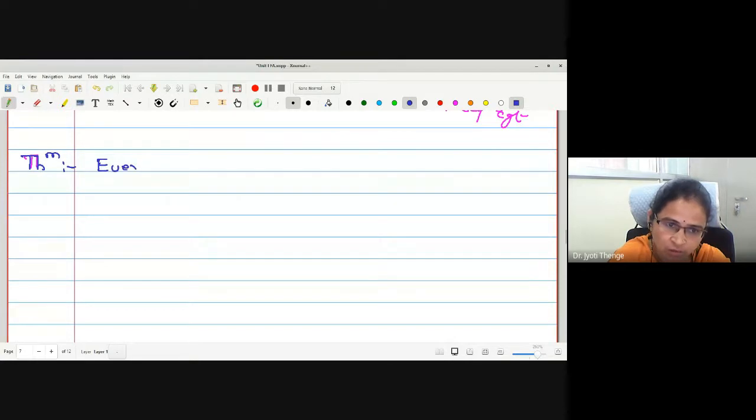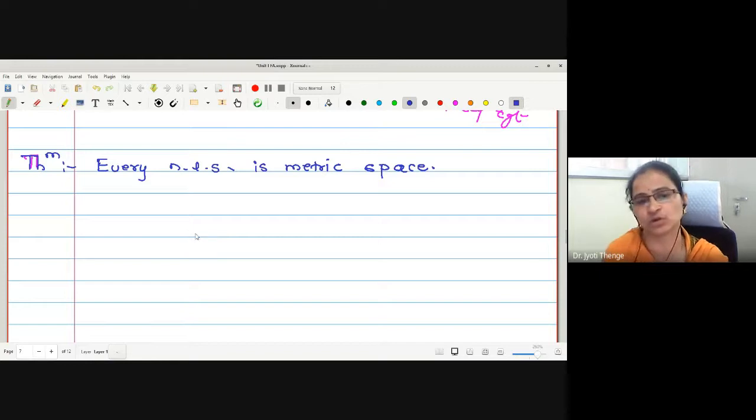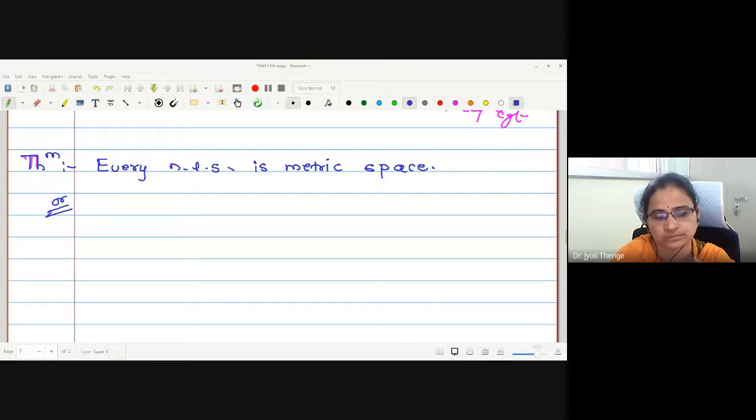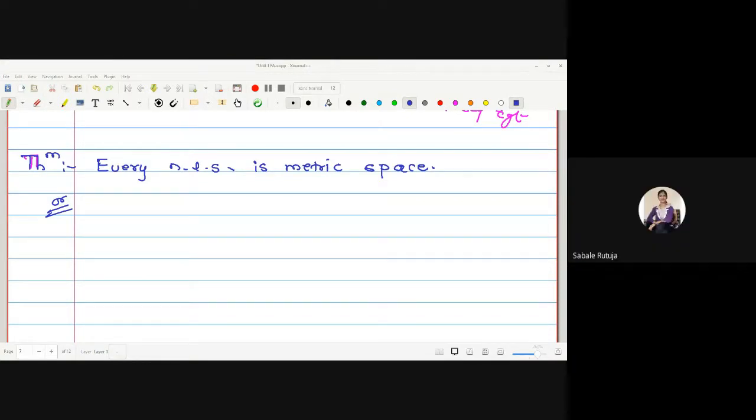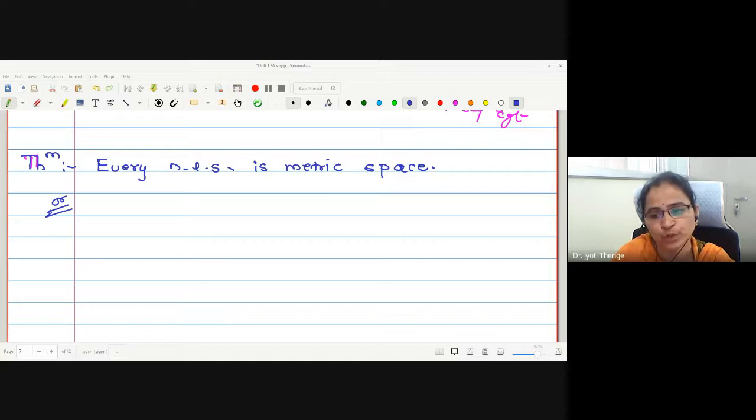is that every normed linear space is a metric space. Now the question arises about the converse of the statement. What is the converse? Every metric space is a normed linear space, right? Yes or no? Now we will prove that every normed linear space is a metric space, but every metric space need not be a normed linear space.